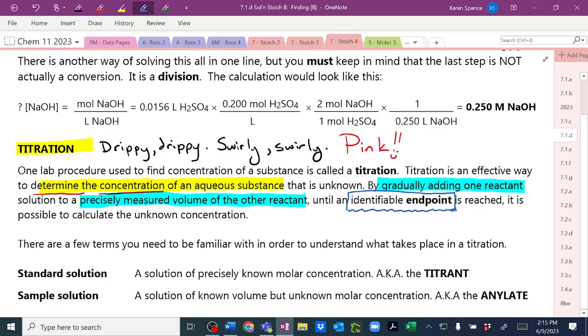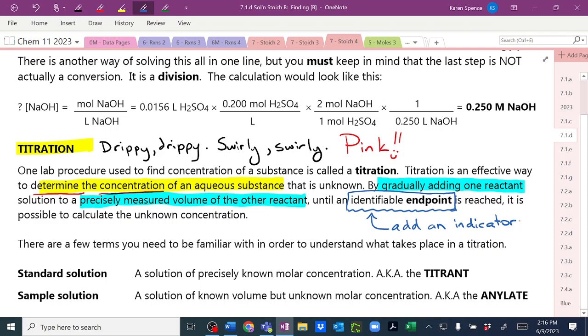So in order to get that identifiable endpoint, we will often add an indicator. There are a few solutions, a few reactions that will self-indicate, like the actual substance itself will change color. But if you remember, what did the oxalic acid look like? Looked like water. What did the NaOH look like? Looked like water. And then we have a salt in water.